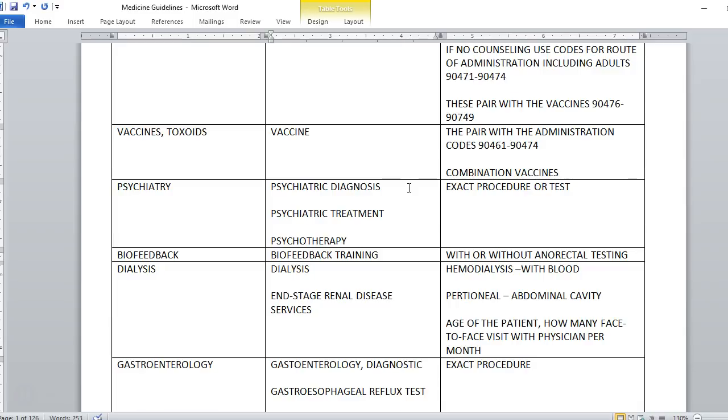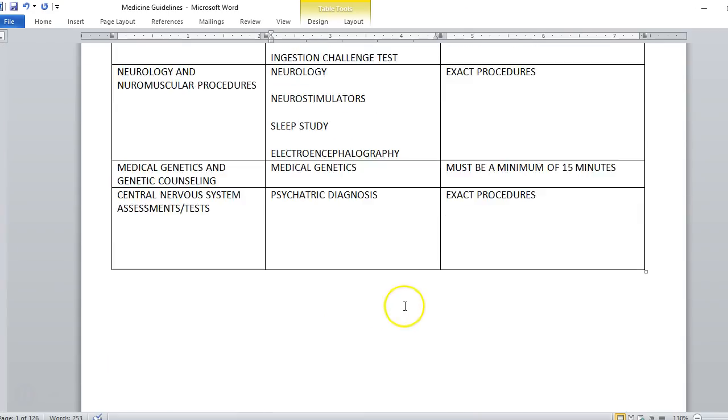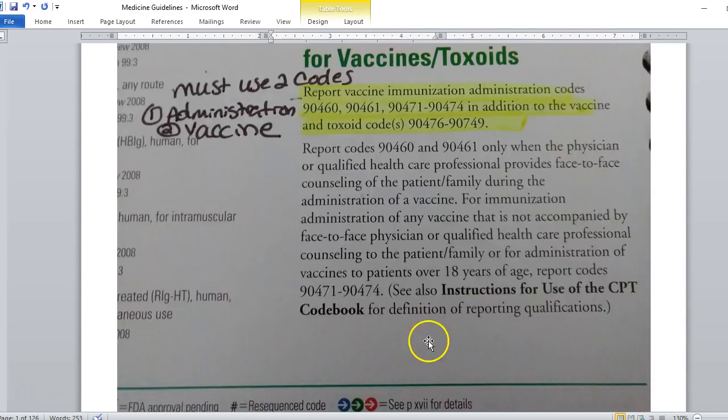Now, as we come up to psychiatry, we're going to see 3 main terms that we're going to use. Psychiatric diagnosis for the actual diagnostic portion where they're trying to figure out what exactly is going on with the patient. We also are going to see psychiatric treatment. This is going to be all different types of treatment, hypnotherapy, electroconvulsive therapy, you name it. And then psychotherapy, which is the talking therapy itself. And for these, we need to know the exact procedure or test that we're giving the patient. So let's look down at those guidelines.